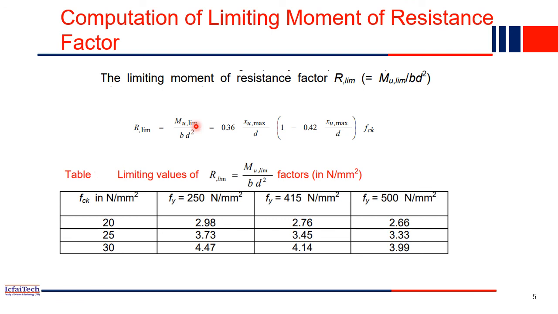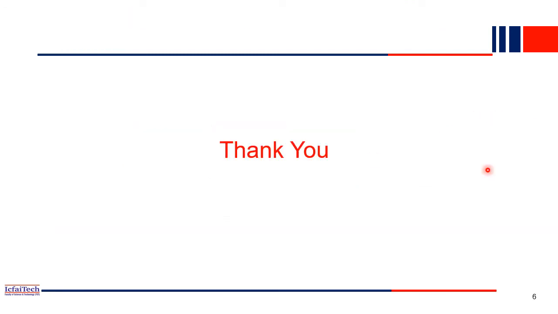So Mu lim, already in the last slide we have derived this expression. Divided by bd square, if you simplify, you will get the final expression. Now if you substitute fck value 20, if you use M20 and grade of steel 250, substitute the values here and you will get the R value. The R value is given for different grades of steel and different grades of fck. That's how we completed the main theory part of singly reinforced design.